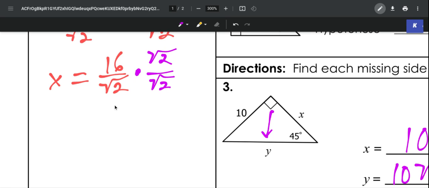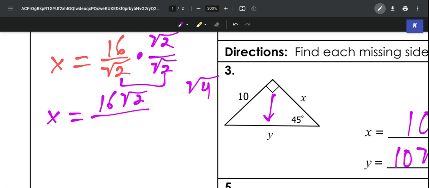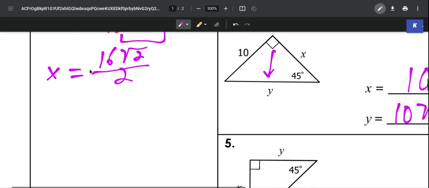So we have a radical 2, so we're going to multiply 16 by radical 2 and radical 2 by radical 2. And we'll end up getting x is equal to 16 radical 2 over, now, if we take radical 2 times radical 2, that's going to give us radical 4, which the square root of 4 is 2. So that's just going to give us 2 on the bottom of our fraction. Now we no longer have that radical on the bottom. All we have to do here now is divide this portion, 16 over 2. So x is going to be equal to 8 radical 2.